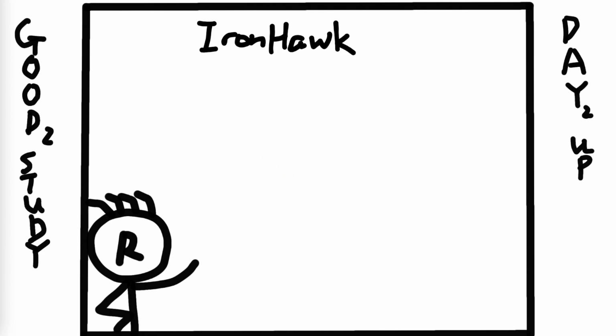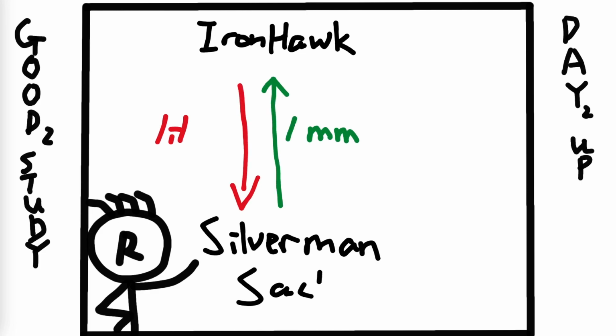So imagine IronHawk is a very successful business. Now it needs to expand. For its expansion, it needs some cash. So IronHawk decided to go to Silverman Sachs to borrow a loan of $1 million. And the interest rate on that loan is Libor. Libor stands for London Interbank Offer Rate. It is the benchmark interest rate at which major global banks lend to one another. And it's a floating rate, so it changes every day.